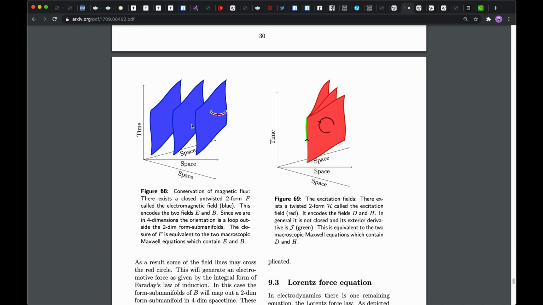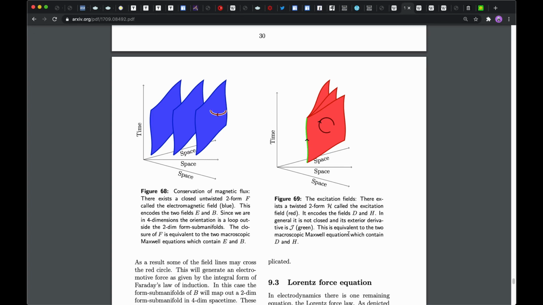In that case it will also include the partial derivative of the B field. So we'll have the full-blown Maxwell equation here, where changes in the magnetic field produce the curl of the electric field.